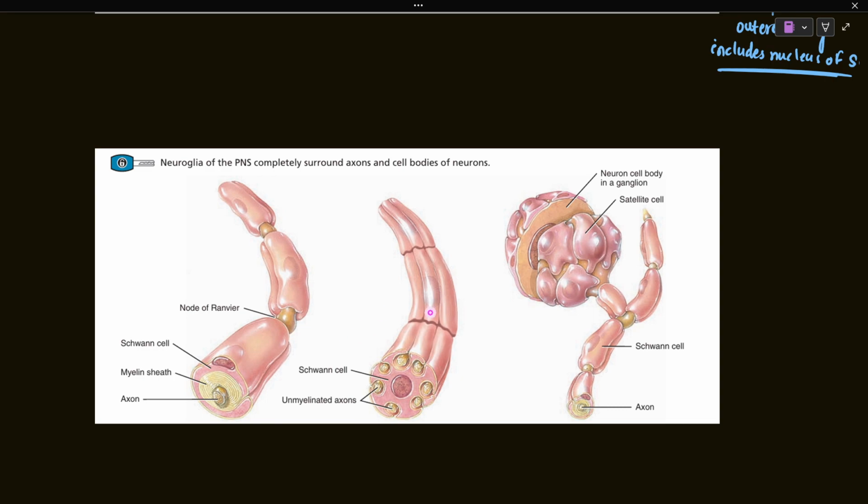There is one more cell in the peripheral nervous system, a glial cell known as the satellite cell. It wraps itself around the ganglia. Okay, so let's discuss some terms which are used interchangeably in neurobiology.